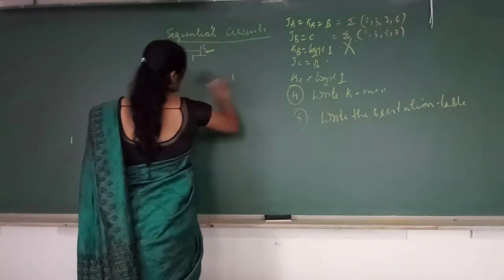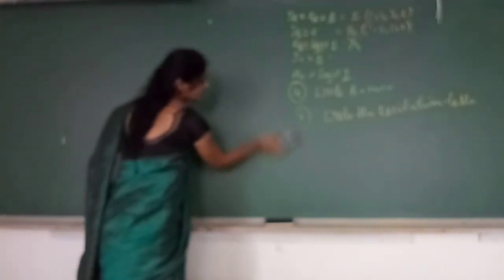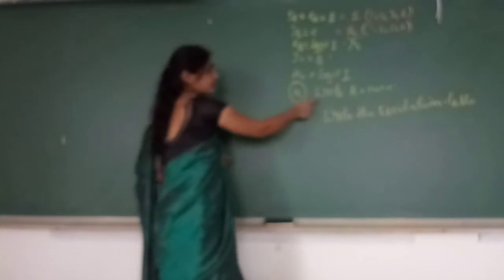Identify the system variables. System variables are nothing but flip-flop outputs, input, output. In this circuit we have only flip-flop outputs. There are no external input and output. So it is only A, B, C. Then identify the flip-flop type. All are JK flip-flop. Then from the circuit write the equations for flip-flop inputs. So we have written the equations for flip-flop inputs. The next step is K-map.